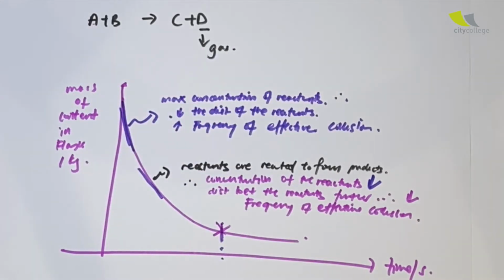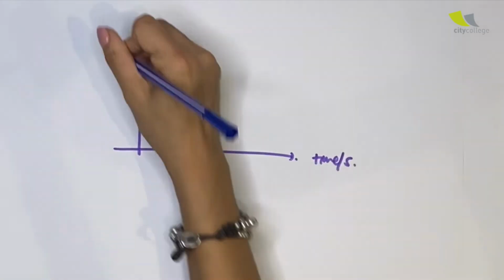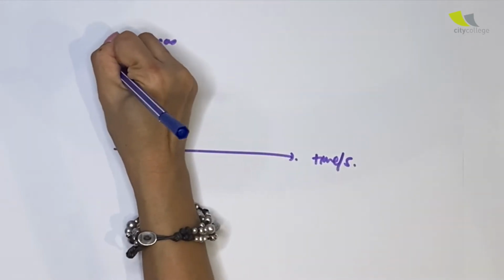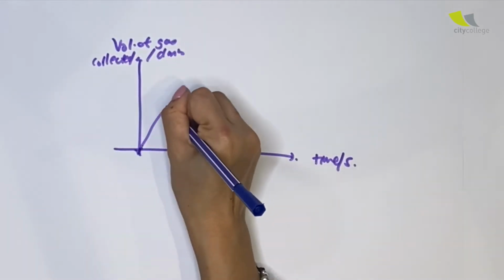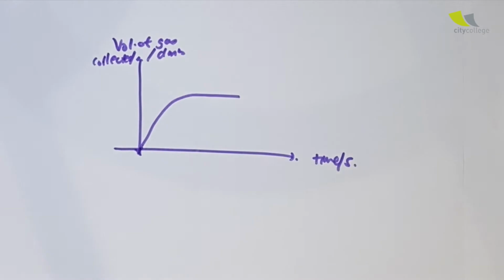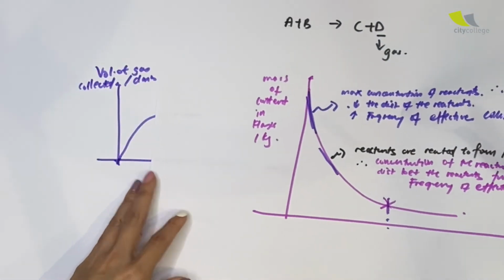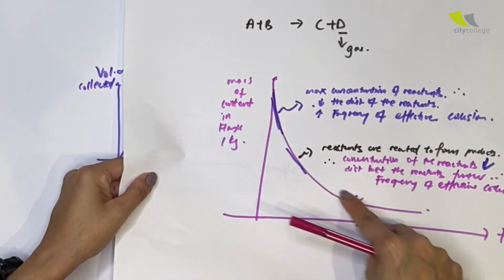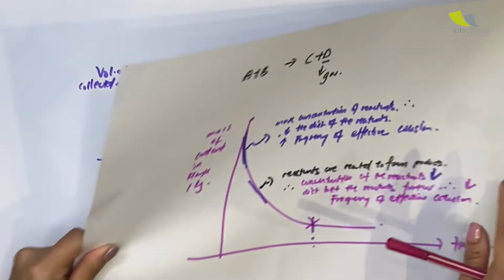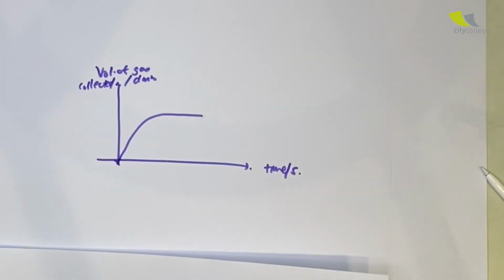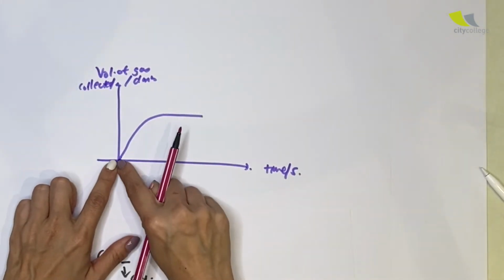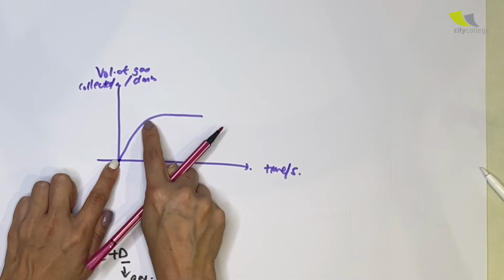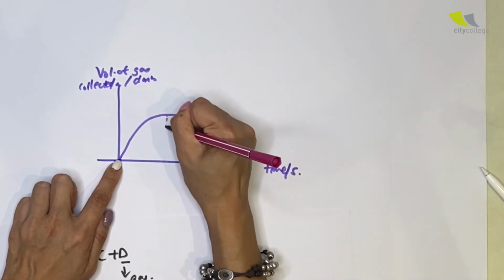Another way to represent this graph is to show the volume of gas that's collected. Actually, it's the opposite of this graph. Instead of seeing it in this manner, in the beginning of this experiment, it will be zero amount of gas. As time goes by, the amount of gas increases until it comes to a stop here.